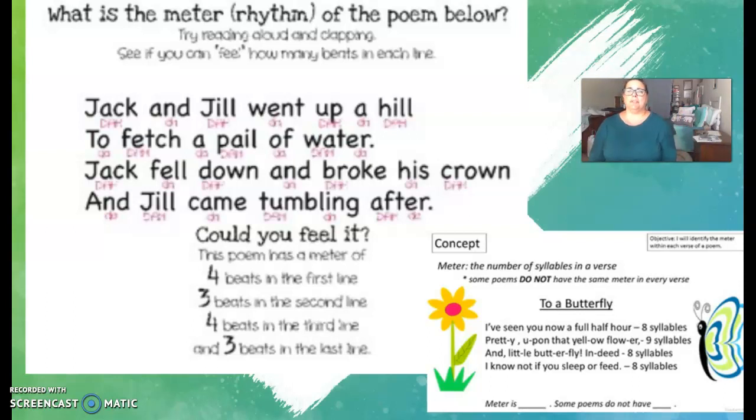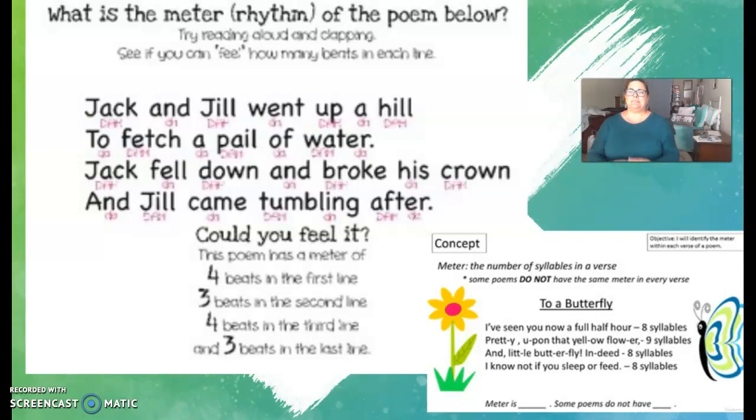So here's an example. To a Butterfly, poet unknown. I've seen you now a full half hour, pretty upon that yellow flower. And little butterfly, indeed, I know not if you sleep or feed. So they're wondering about a butterfly that's just sitting there on the flower. Is it asleep? Is it eating?